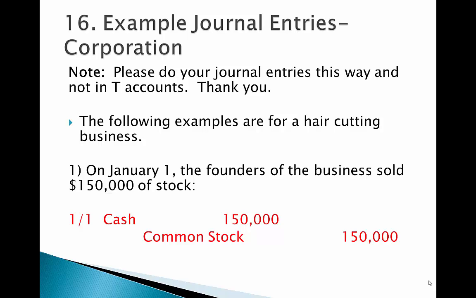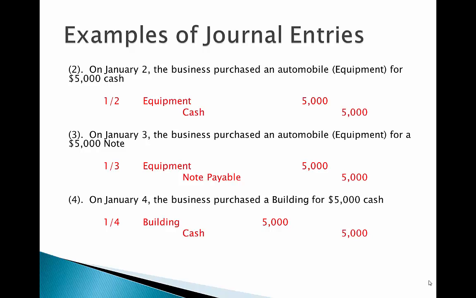Please do your journal entries this way and not in T accounts. Thank you. Okay, on January 1st, the founders of the business sold $150,000 of common stock for cash. You would debit cash and credit common stock. On January 2nd, the business purchased an automobile, we put that in the equipment account, for $5,000 cash. You would debit equipment, credit cash. On January 3rd, the business purchased an automobile, again the equipment account, for a note. Debit equipment, credit note payable.